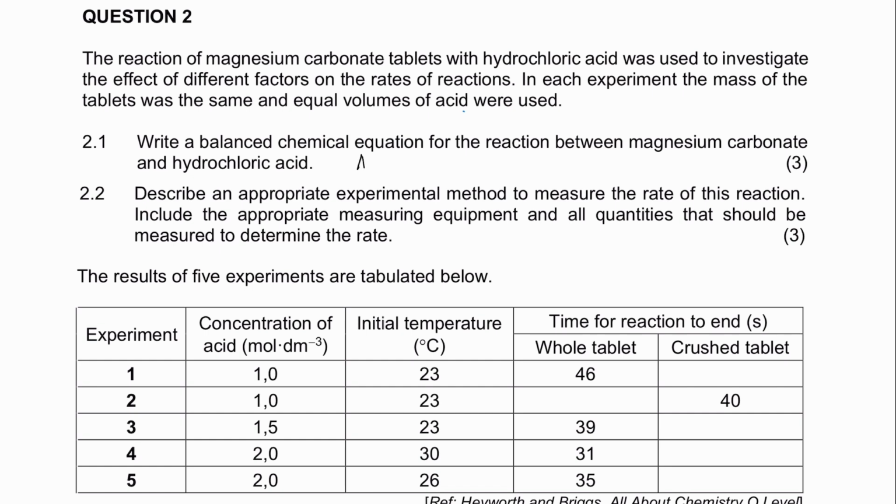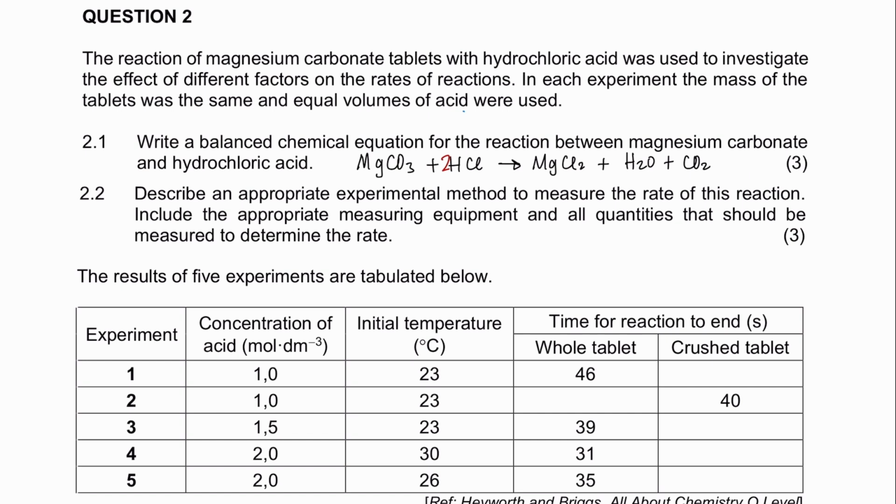So magnesium carbonate is MgCO3, and that's reacting with hydrochloric acid, HCl, and that's going to produce MgCl2, so magnesium chloride, plus H2O plus CO2. Now it's not balanced. We can see that the amount of chlorines is not equal. So we'll put a 2 here, and that should balance it.